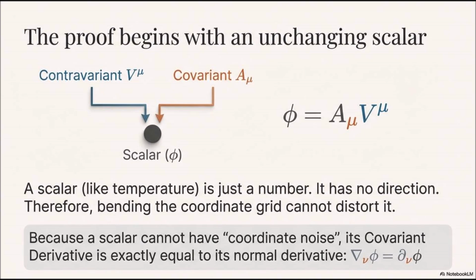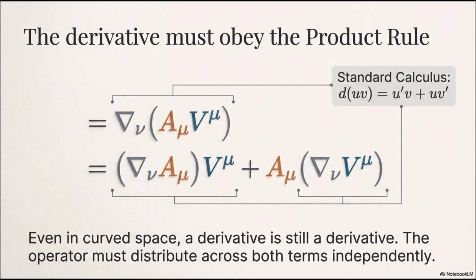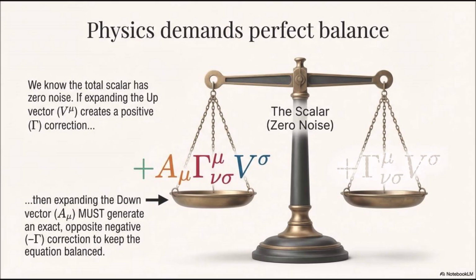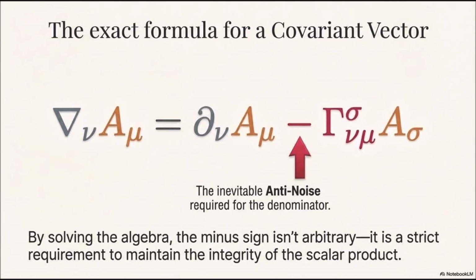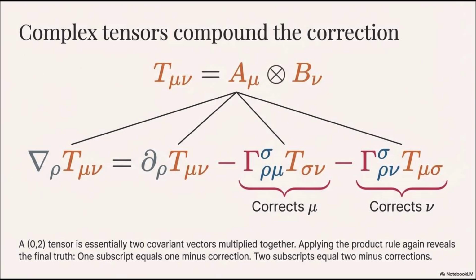Expanding both sides gives us this. The full expansion: (the partial derivative of a_μ with respect to x^ν) times v^μ, plus a_μ times the partial derivative of v^μ with respect to x^ν, equals (nabla_ν of a_μ) times v^μ, plus a_μ times the quantity, partial derivative of v^μ with respect to x^ν, plus Γ^μ_νσ times v^σ. I know that sounds like a wall of Greek to you listening, but if you look at this massive equation, a beautiful simplification immediately appears.